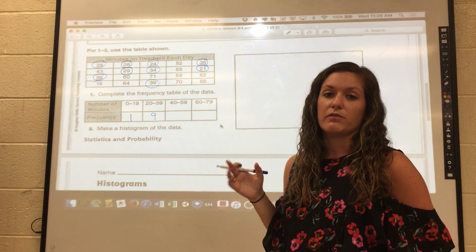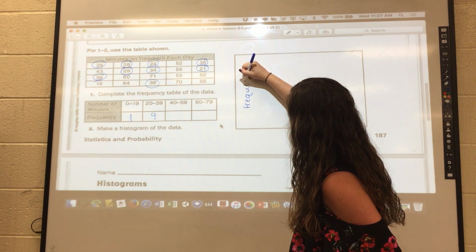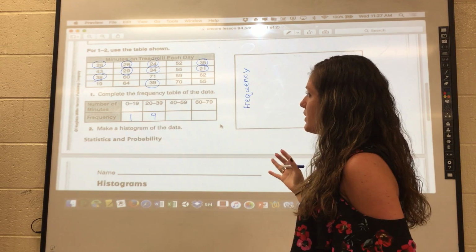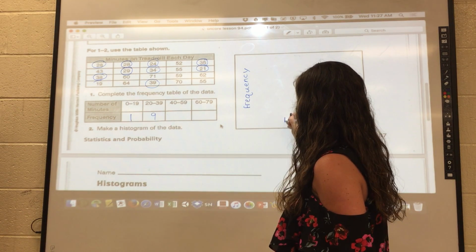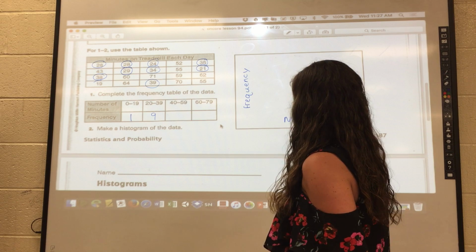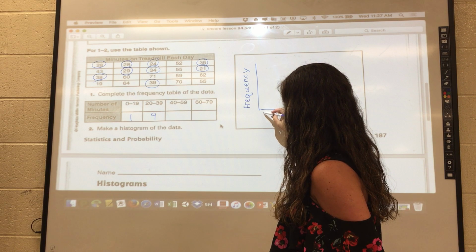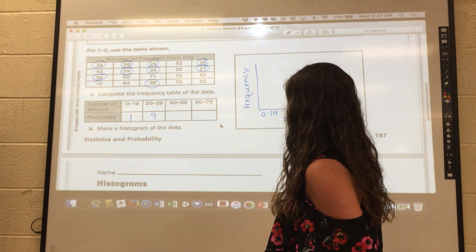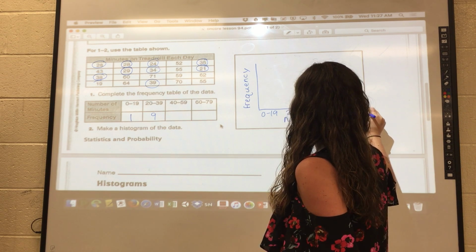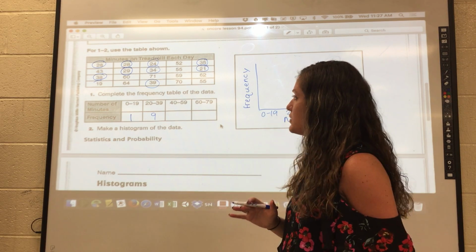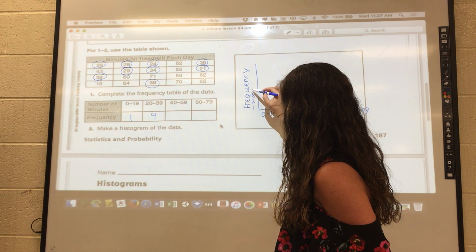Now, to make our histogram, if you remember back to the one that we just looked at, on the side here, we need to label it frequency. And on the bottom, we're going to use whatever units we're comparing the frequency of. In this case, we're going to look over here and it's going to be minutes. Now, we're going to label it. The minutes go from 0 to 19, 20 to 39, 40 to 59, and 60 to 79. Now, we're only going to do the first two together, and you guys can do the other two. And for frequency, I'm just going to do 1 to 10.